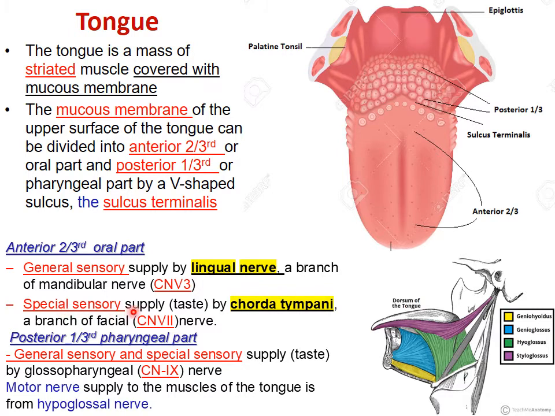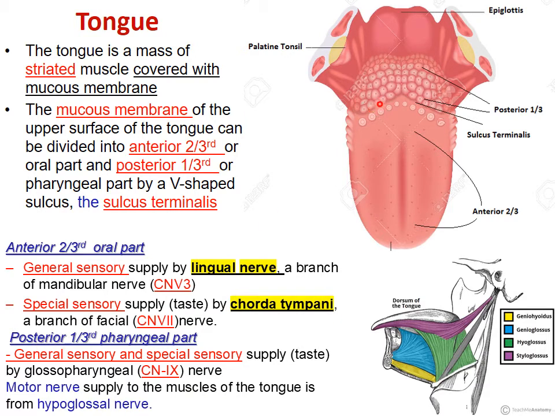So now special sensation from the anterior 2/3, the oral part of the tongue, is carried through the chorda tympani. Chorda tympani is a branch of the facial nerve. The facial nerve supplies the muscles of facial expression: zygomaticus major, minor, orbicularis oris, orbicularis oculi, nasalis. The facial nerve itself is a mixed nerve, motor and sensory. The motor part supplies the muscles of the face, and the sensory part carries special sensation through which branch? Chorda tympani. This is the name of the nerve.